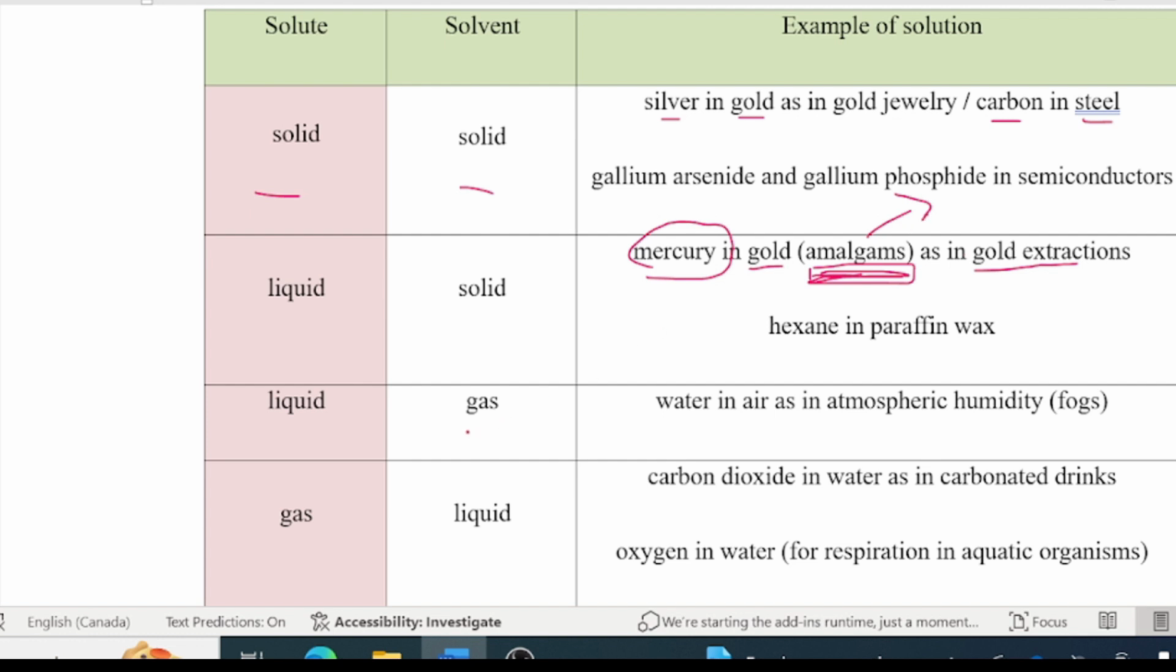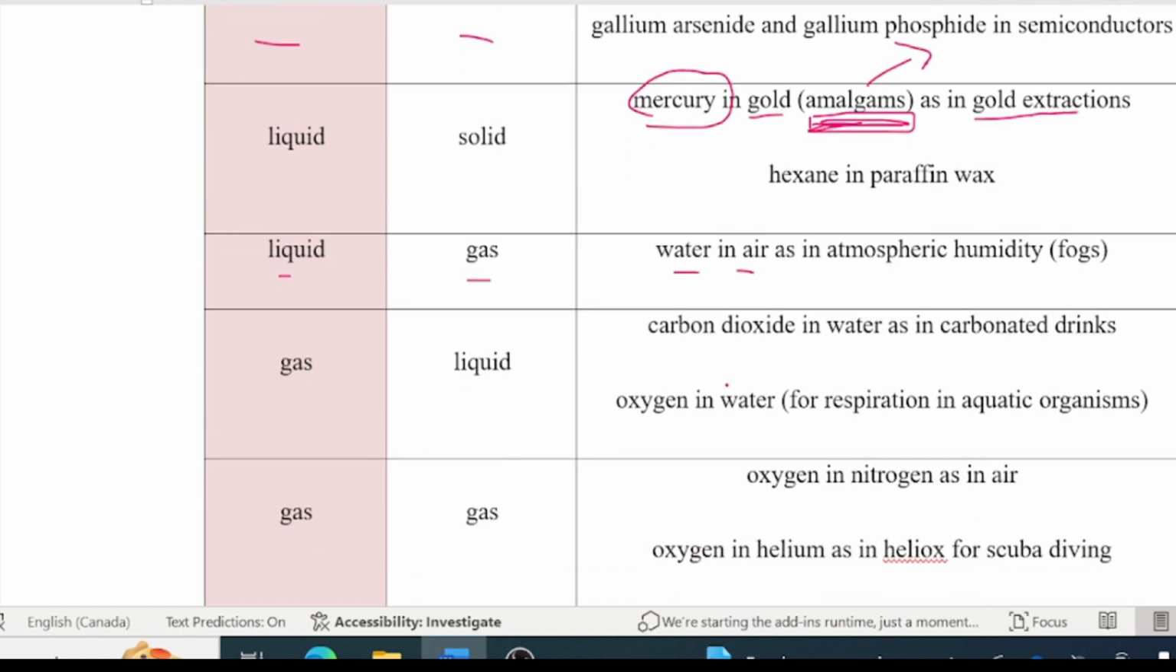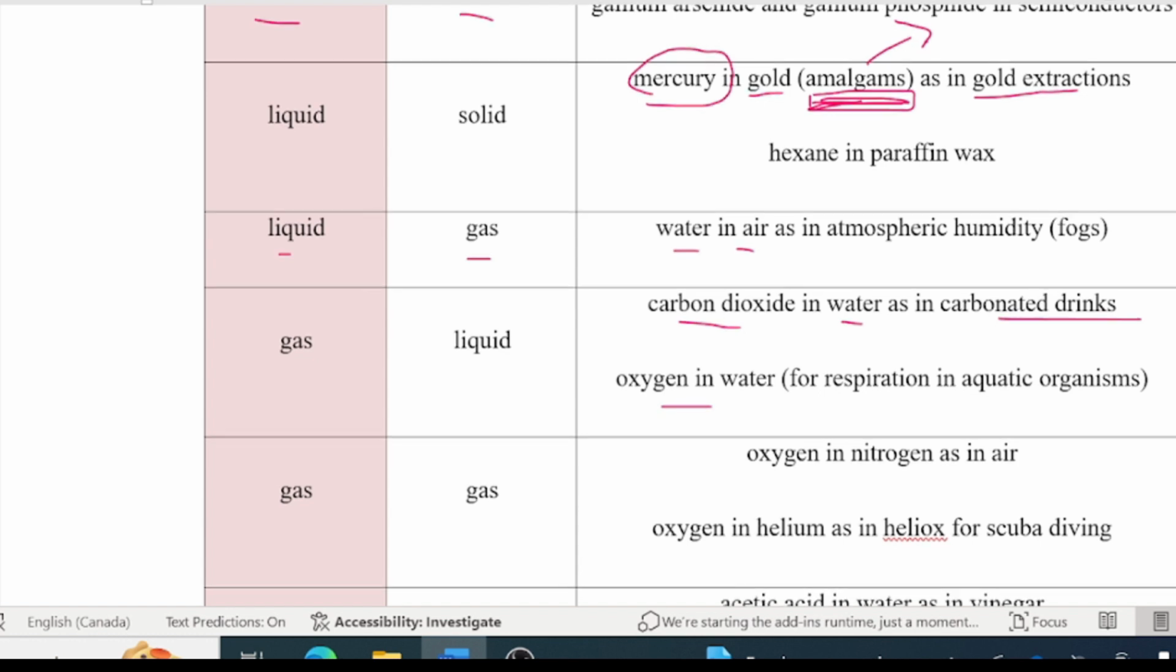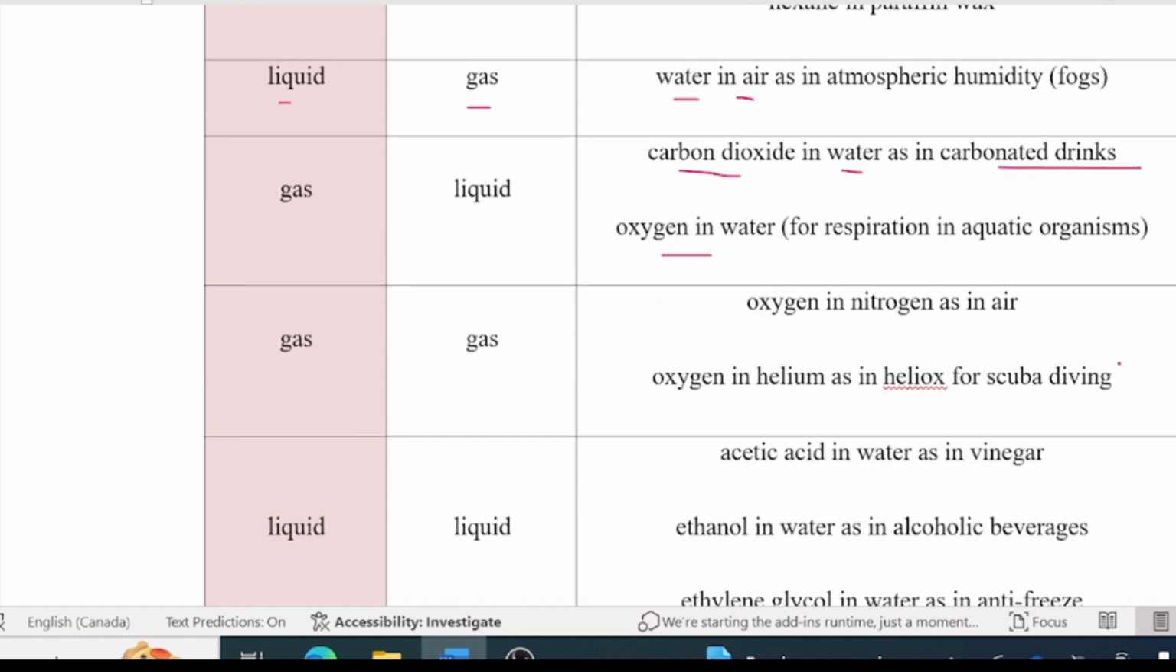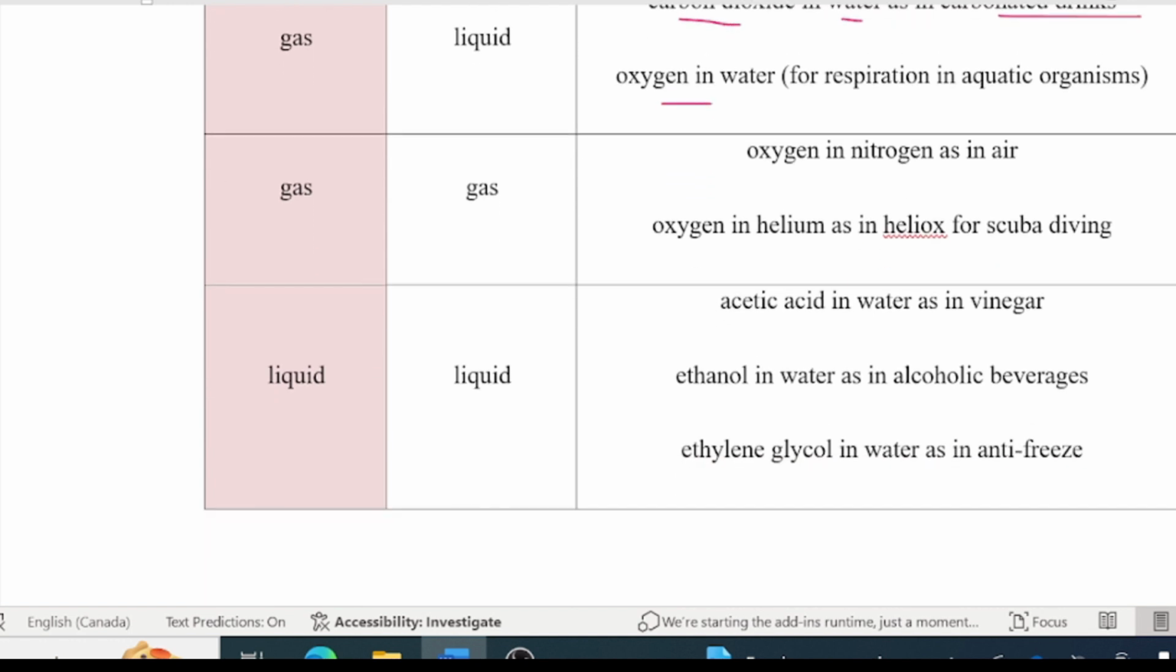Then you have the solvent is gas and the solute is liquid, water in air, and you get fog. Then gas in liquid: carbon dioxide dissolving in water, making carbonated drinks, or oxygen in water for respiration. Gas in gas: oxygen in nitrogen, or oxygen in helium in scuba diving. And then of course you have liquid in liquid. I don't want to talk about this here.